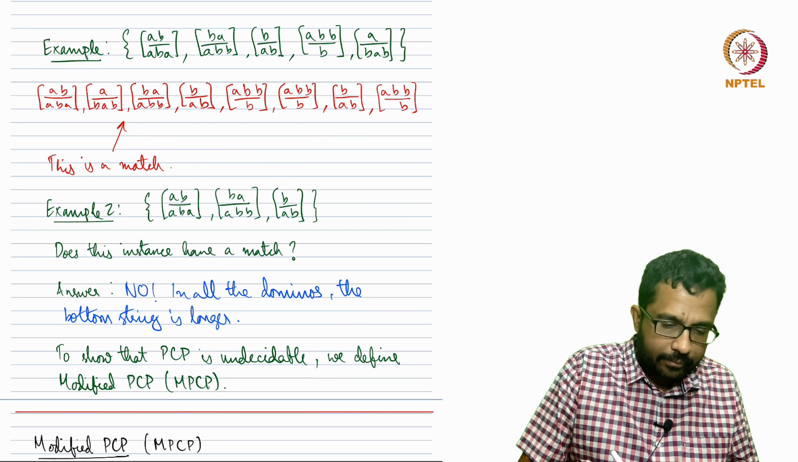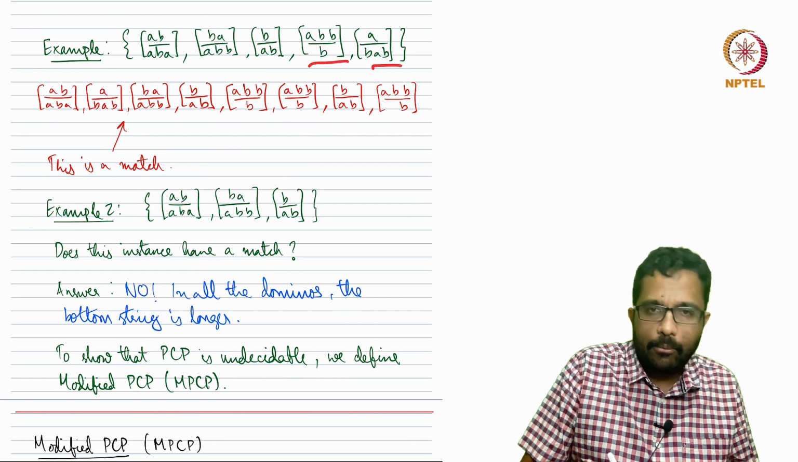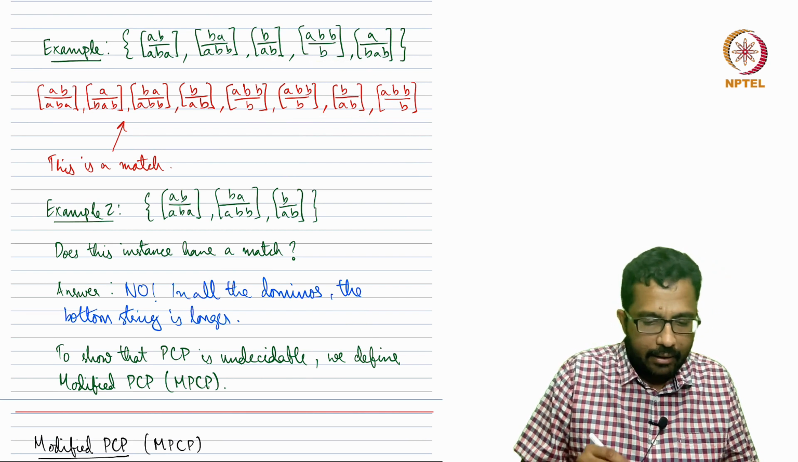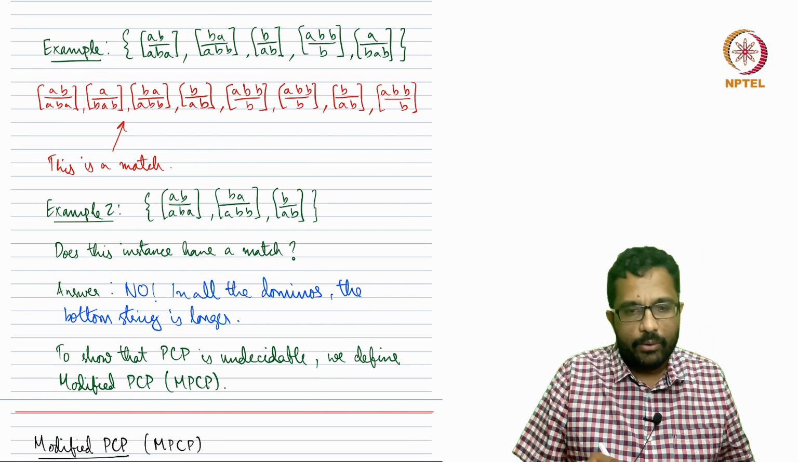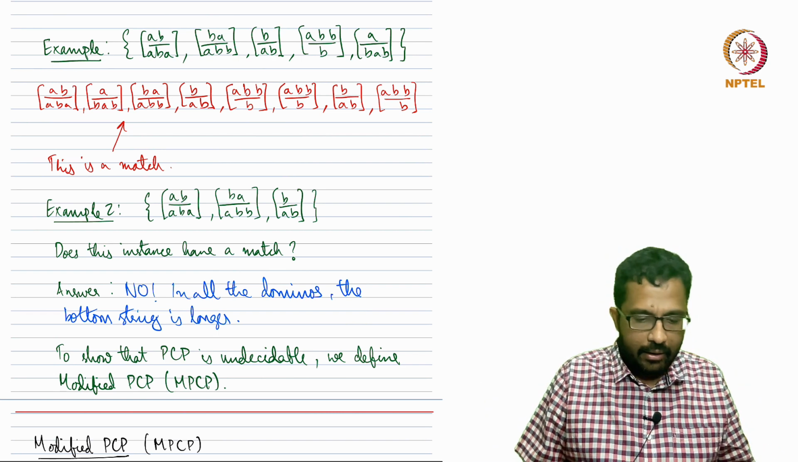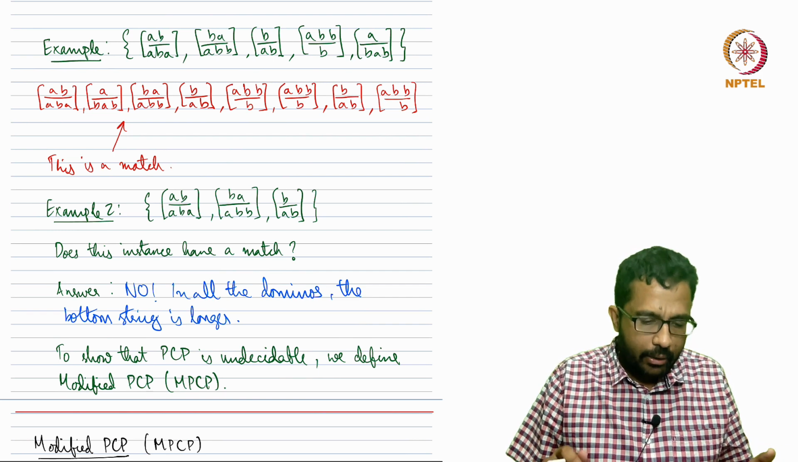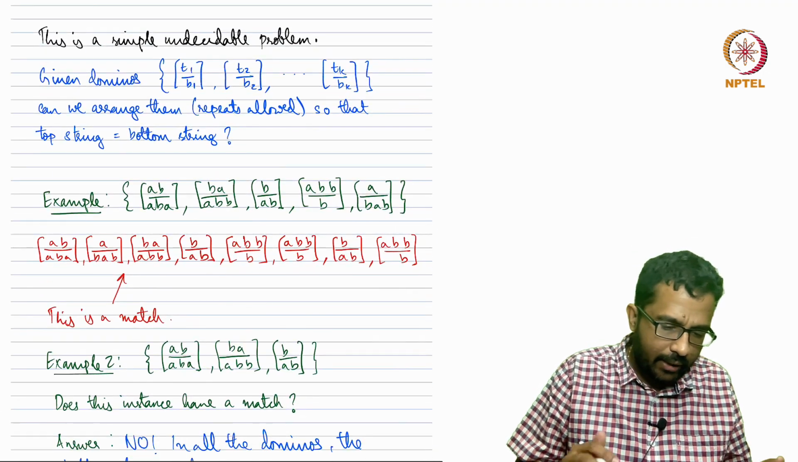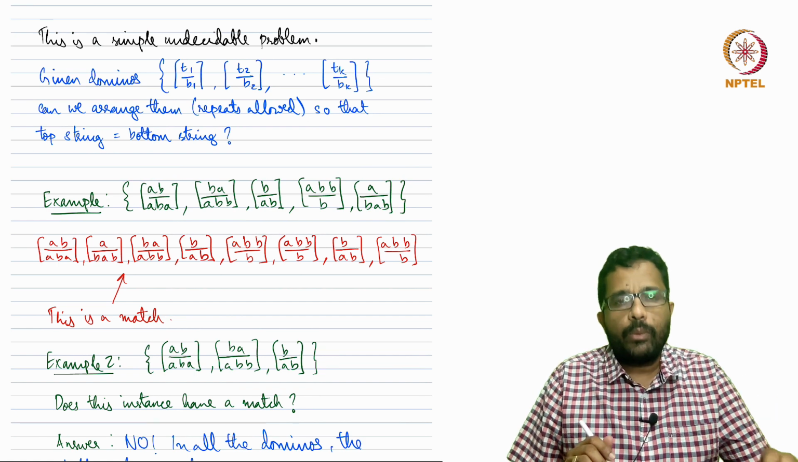So here we have dominoes like this, where the top is longer than the bottom, and the top can catch up. However, in all these dominoes, the bottom is the longer one. So however many dominoes you put together, the bottom string will always be longer. So this instance does not have a match. Okay, so these are 2 instances, and the PCP question is, given an instance like this or like this, we have to determine whether there is a match or not.